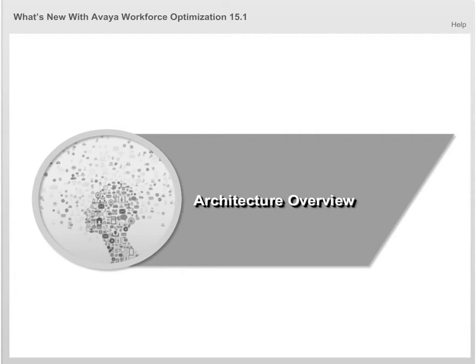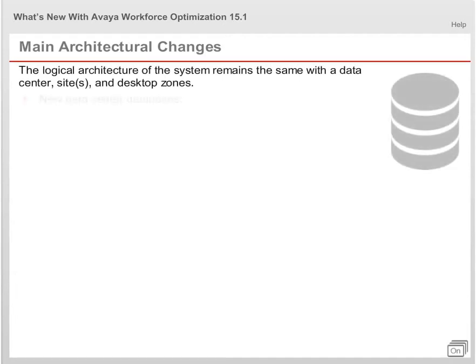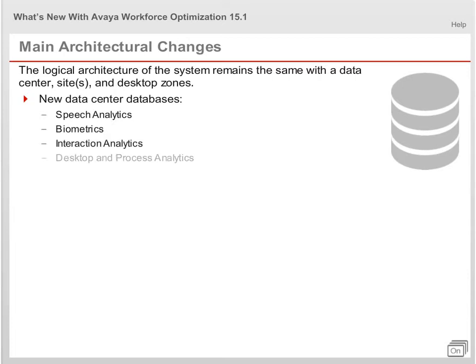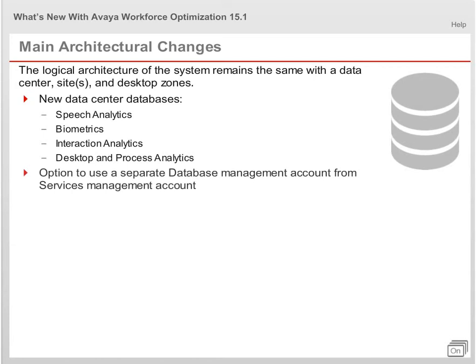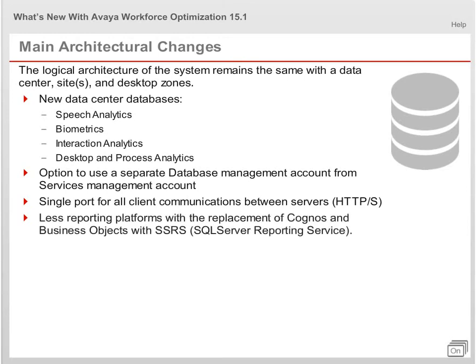Architecture overview. Main architectural changes. WFO Release 15 creates separate databases on the SQL Server for speech analytics, biometrics, interaction analytics, and desktop and process analytics. On smaller consolidated deployments, it is no longer a requirement for the Windows Server to be part of a Windows domain. It is also not necessary to use the same account for WFO services as well as database access. Servers part of the enterprise deployment now communicate over a single common logical port. And finally, the Cognos and Business Objects reporting engines have been replaced by a single SQL reporting service.